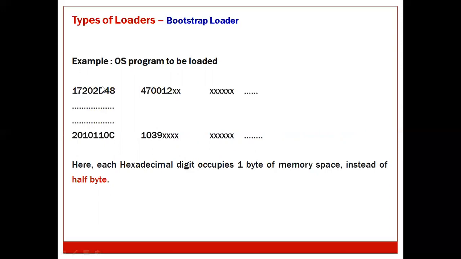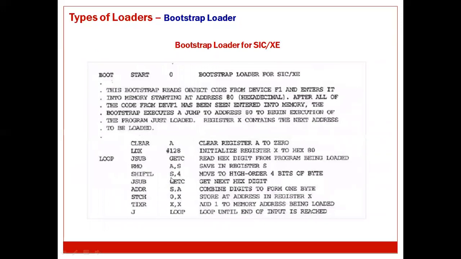But in fact, in any loader, for that matter the absolute loader also, each digit must occupy only half a byte, whereas now each digit is occupying 1 byte of memory space. So what we need to do is convert each digit taking 1 byte of memory space into half a byte. That is what we are going to do now.